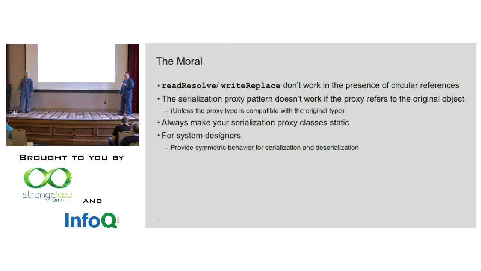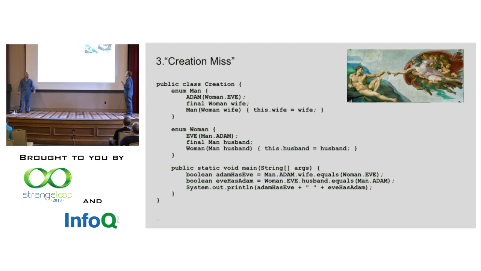All right, I have one for you, and I'll tell you in advance, it's another hairy, or should I say furry problem, like the cat, you see. Sorry. All right, this one is called Creation Miss. In this problem, we have a couple of enum classes representing Adam and his wife, Eve. And all we do is we check if Adam's wife is indeed Eve and if Eve's husband is indeed Adam. Why don't you tell me what the program prints?